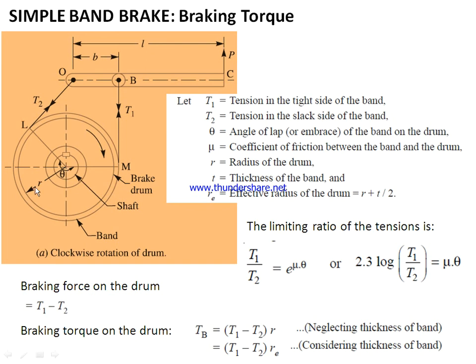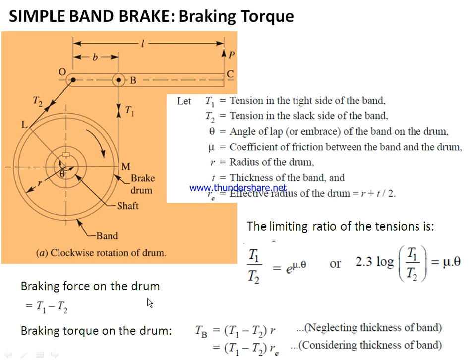R is the radius of the drum. T is the thickness of the band. So this is the band, and let its thickness be T. And RE is the effective radius of the drum, which is given by R plus T by 2. Now we know very well that the limiting ratio of tensions in this case is given by T1 by T2 equal to e raised to mu theta, or it can be written as 2.3 log T1 by T2 equal to mu theta.